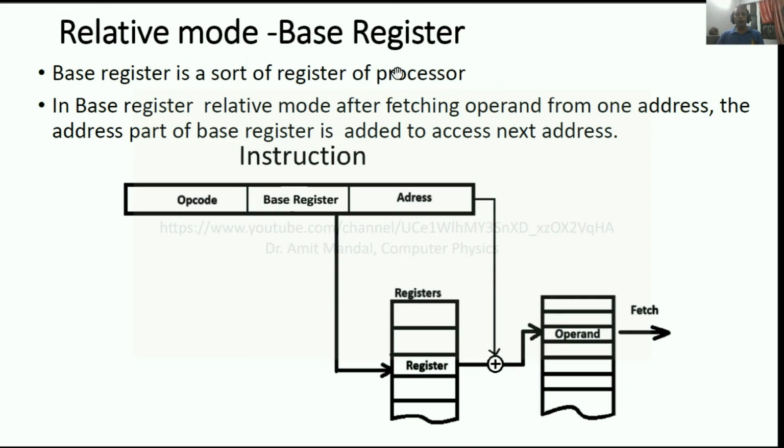Now relative mode base register. The base register is a sort of register of the processor. In place of the program counter, if the base register is used, it means that after fetching the operand, suppose the address is presented to the memory to fetch the operand, then after fetching the operand one time, the address part of the base register is added to the previous address to get the new address and to fetch the new operand. So this is relative mode base register.